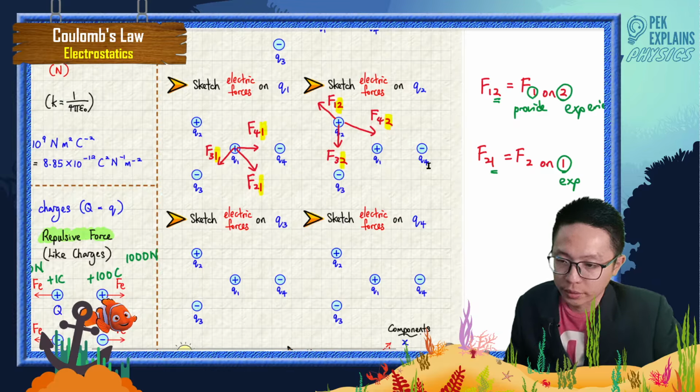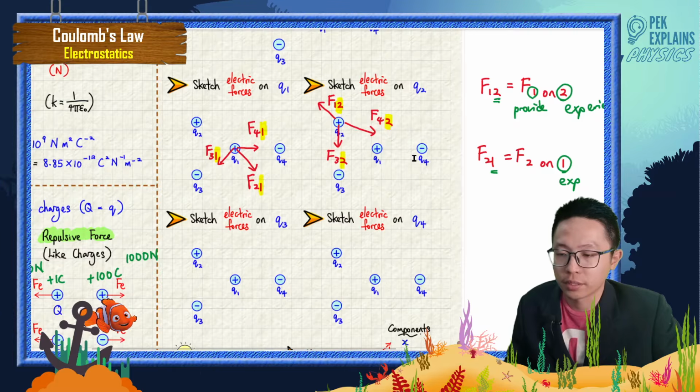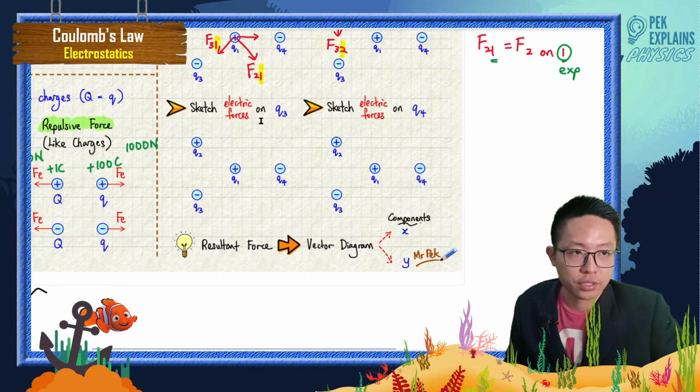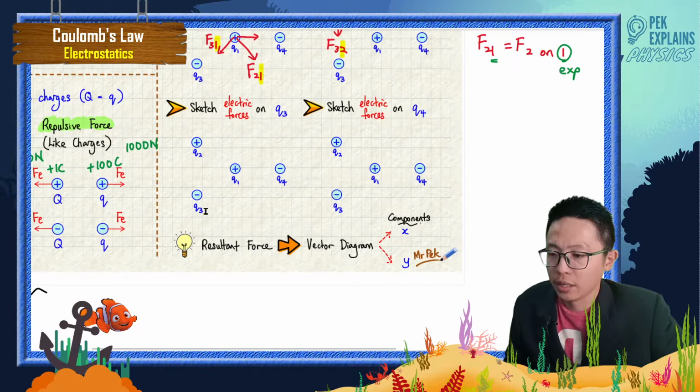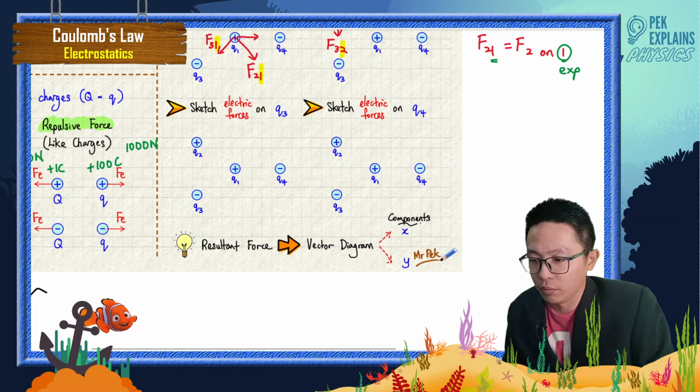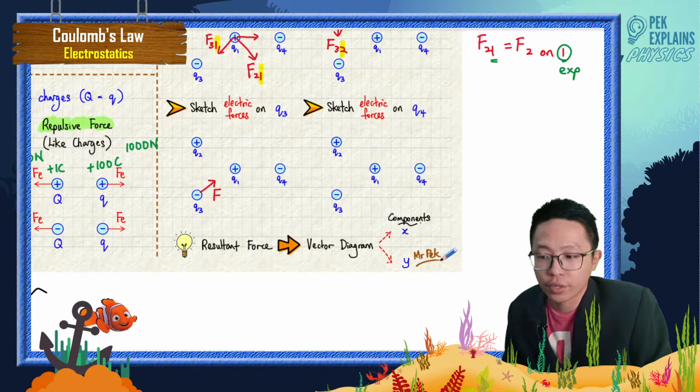4 and 2, opposite sign, attract. Okay, now let us sketch the electric force on 3. So between 1 and 3, opposite sign, they attract. So this is F13 or F31. 3 is who experiences the force, so F13.